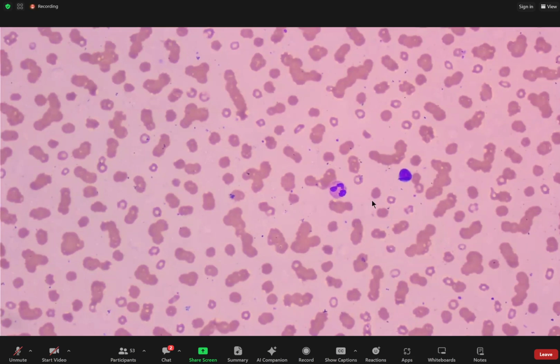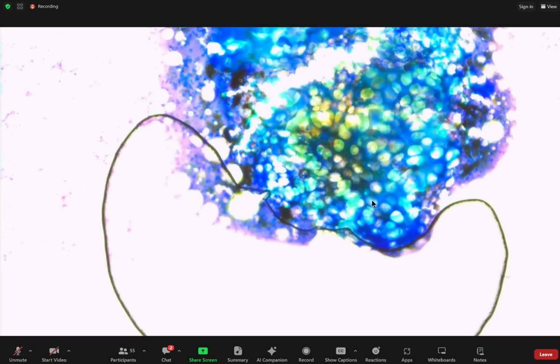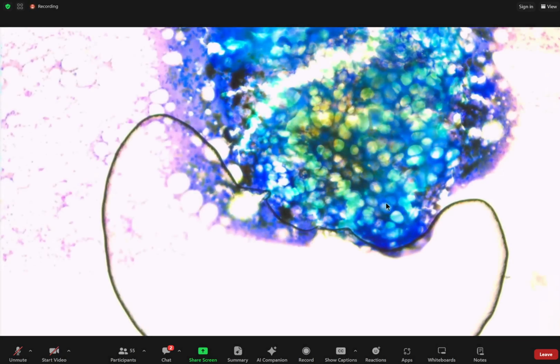So the bone marrow was done because they were suspecting multiple myeloma. There is no leukoerythroblastic change.